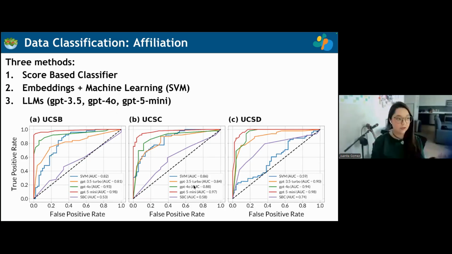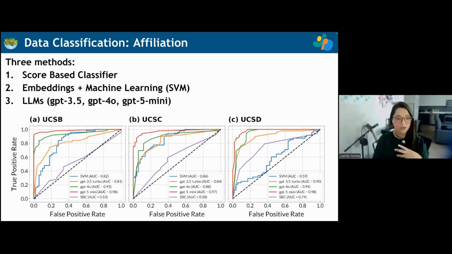The first thing was the score-based classifier, where I intuitively gave some scores depending on which keywords matched in which attributes, and then I had a base score that would give me some affiliation. That was not very accurate because the context in which each keyword appears is very important, as I just showed you. I also tried embeddings plus machine learning. If you're not familiar with embeddings, what you do is take a bunch of text and turn it into a matrix using a language model. Then with this matrix, you can use machine learning to predict affiliations, in this case.